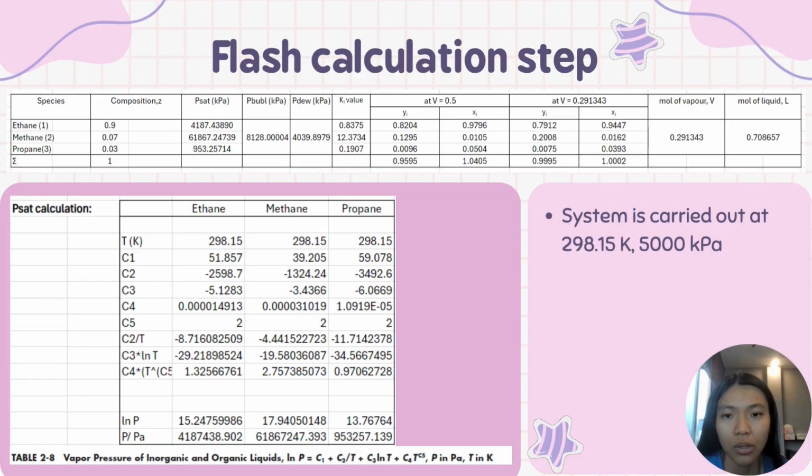the vapor phase. Here is an example flash calculation step where the system is carried out at 298.15 Kelvin and 5000 kilopascal. In this experiment, the mole fraction of ethane is 0.9, methane is 0.07, and propane is 0.03. Before we find the mole fraction of the liquid and vapor phase, we calculate the vapor pressure of each species i first. The equation for calculation of P saturated is ln P equals C1 plus C2 over T plus C3 ln T plus C4 T to the power of C5.